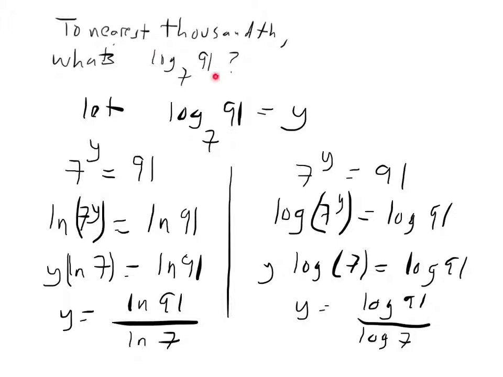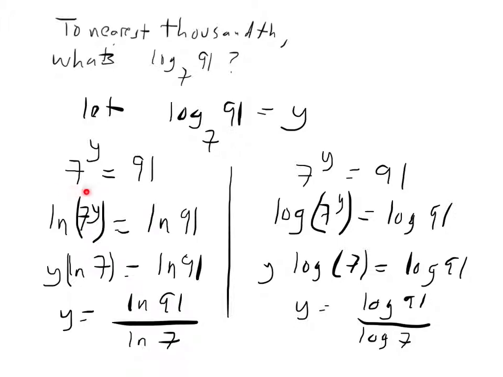The key is to let that log expression be equal to some value, let's say y. Rewrite our log expression as an exponent. So then I would have 7 to the y equals 91. Base to exponent equals output. Note this whole logarithm expression, y, is an exponent.